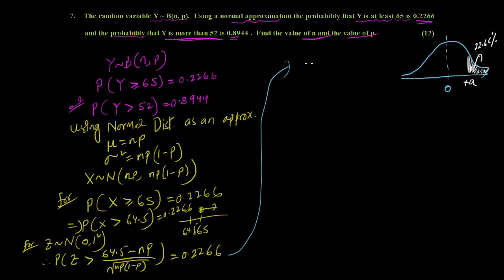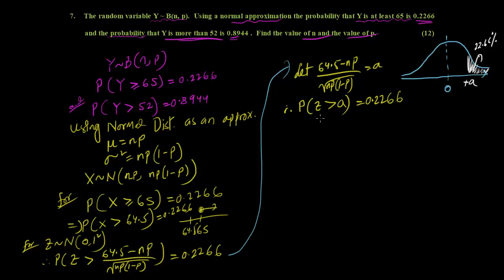So what we can write over here, let 64.5 minus np divided by the square root of np(1 minus p) equal a. Therefore, the probability of z greater than a equals 0.2266. Now we have to look up the table. There are two tables for the normal distribution. One is the percentage table and the other is the cumulative table. The percentage table is for greater than.